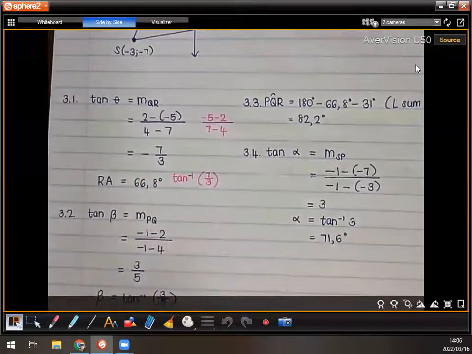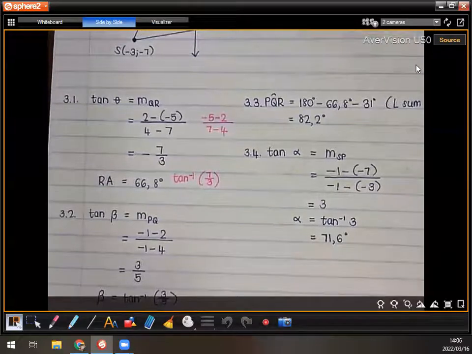In this case, can we just go straight to it? No, you can just go straight to it. I'm just writing it here so that you remember.